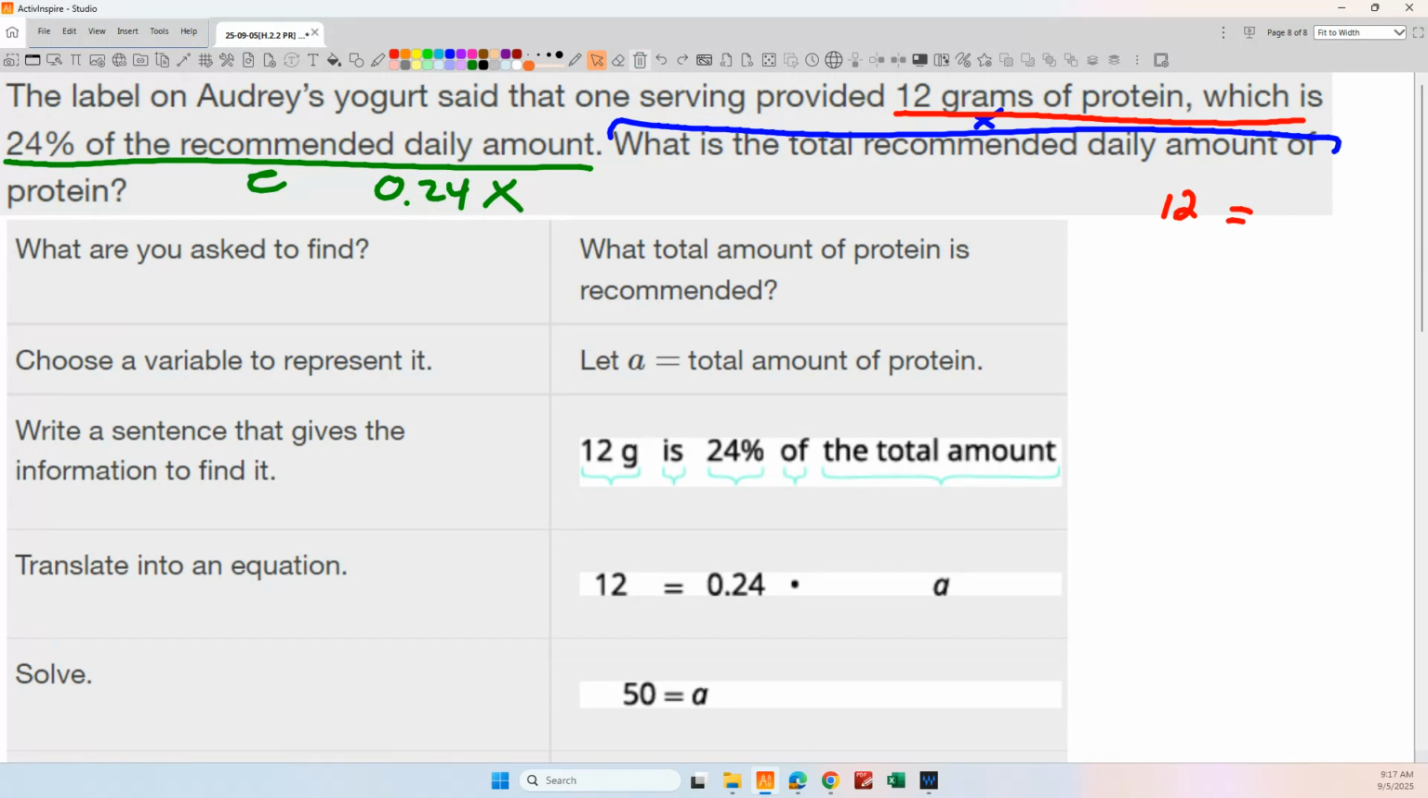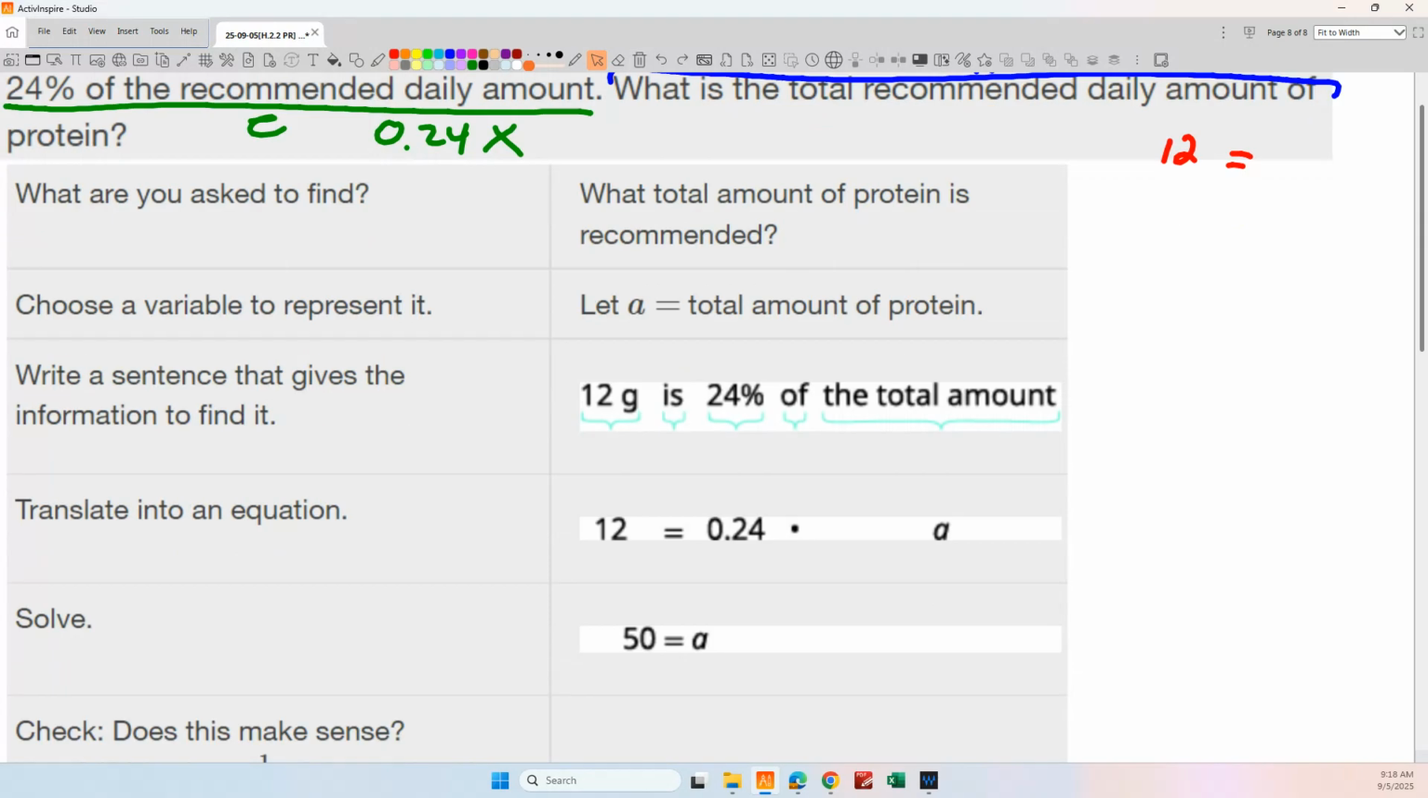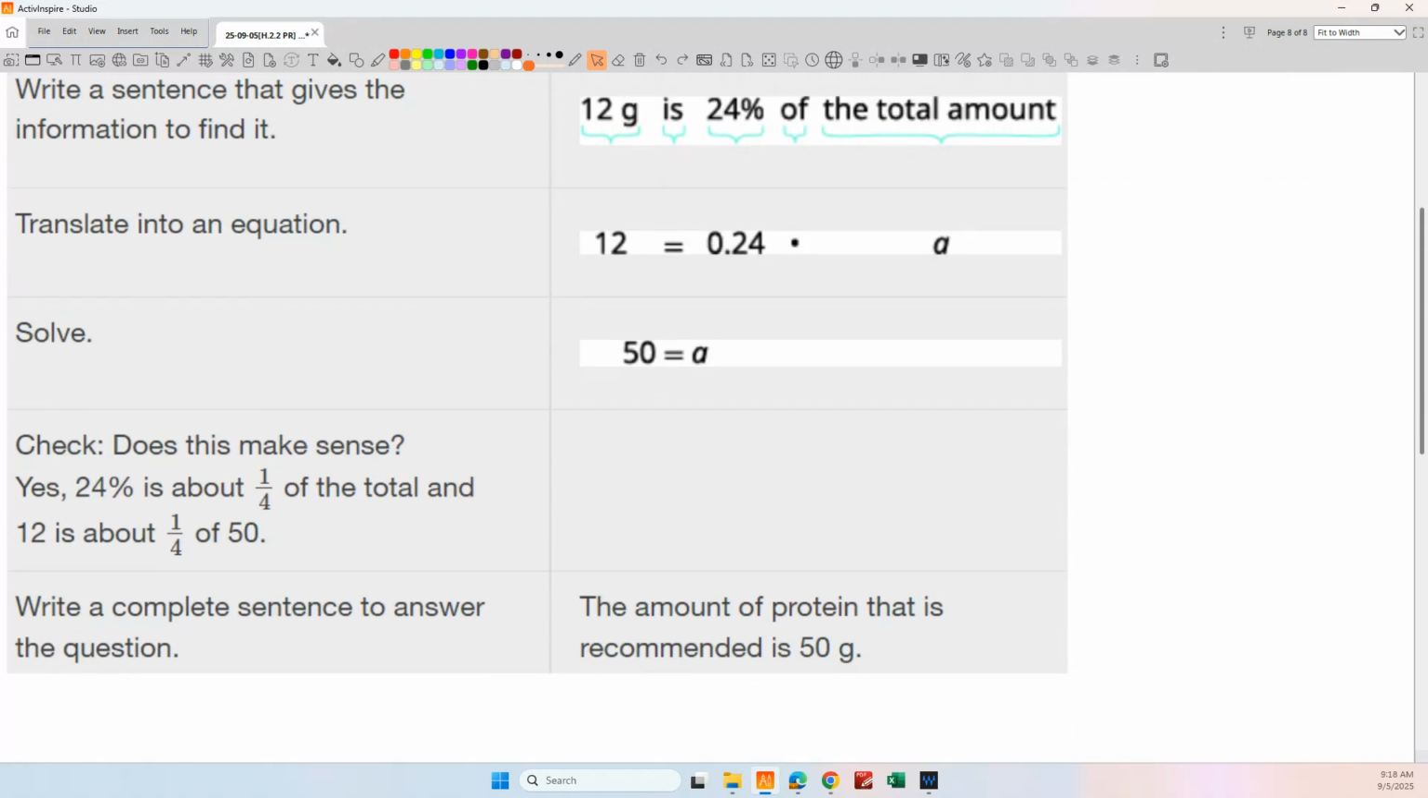Does that make sense? Does that seem reasonable? Yeah, I think so. If 12 grams is 24% of the recommended daily amount, the recommended daily amount must be roughly 4 times. That's right. Roughly 4 times 12 would be 40. Yeah, it seems about right, doesn't it? Okay, good. Okay, does this make sense?